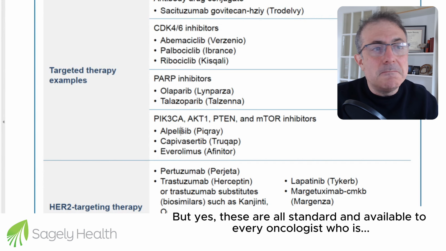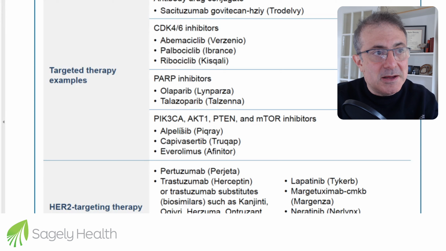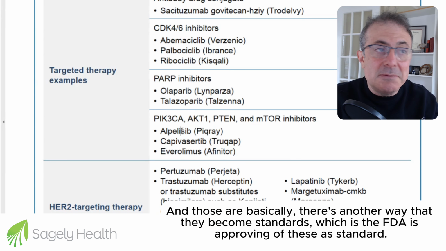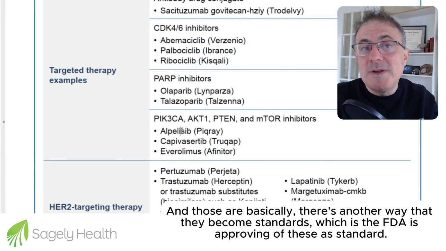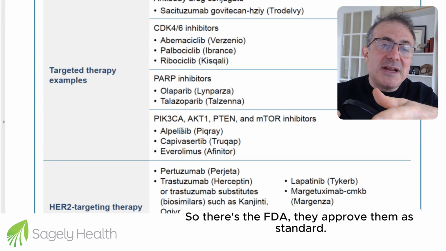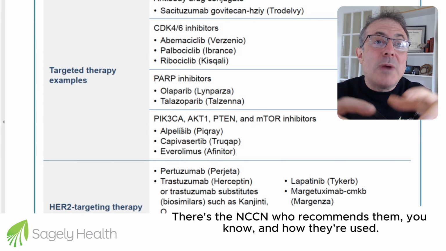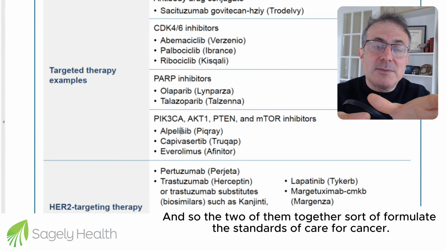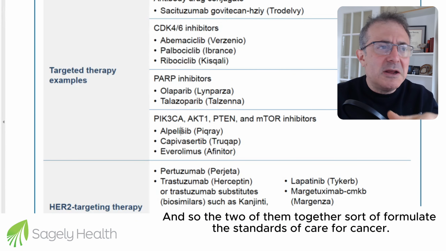But yes, these are all standard and available to every oncologist who practices medicine in the U.S. There's another way that they become standards, which is the FDA approving of these as standard. So the FDA approves them as standard. There's the NCCN who recommends them, and how they're used. And the two of them together formulate the standards of care for cancer.